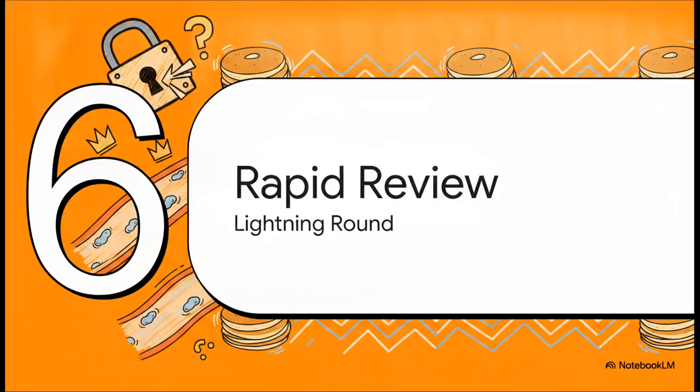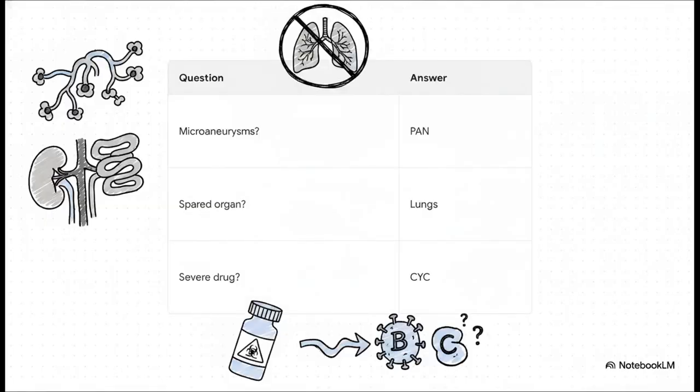Okay, rapid review time. Lightning round. Let's lock this all in right now. I'm going to read the question, and I want you to mentally shout the answer before I say it. Ready? Question 1. What vasculitis classically causes renal and mesenteric microaneurysms? That's PAN.